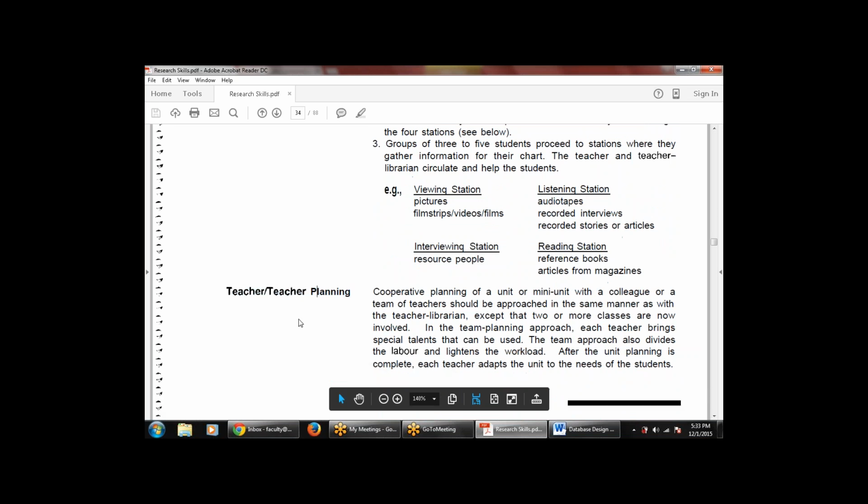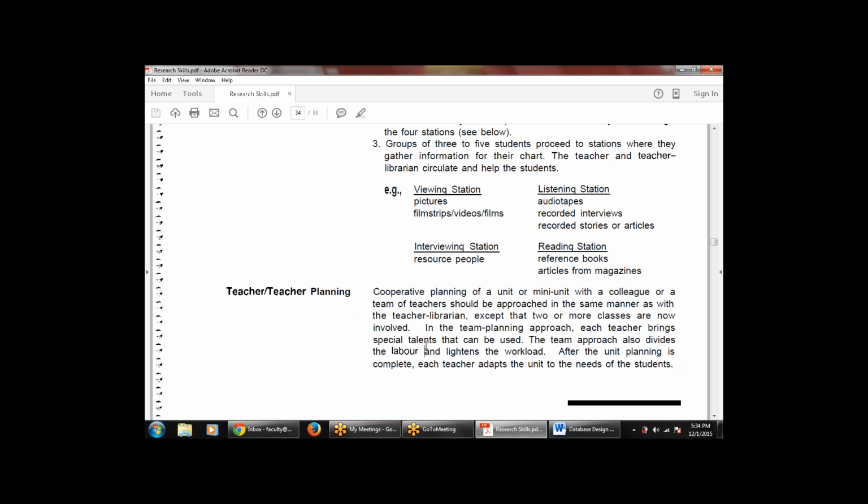And next is teacher planning. Cooperative planning of a unit or mini unit with a colleague or a team of teachers should be approached in the same manner as with the teacher librarian. When the unit or mini unit is taken up with various colleagues or a team of teachers, it should be approached in the same manner as with the teacher librarian, and we should expect that two or more classes are involved.